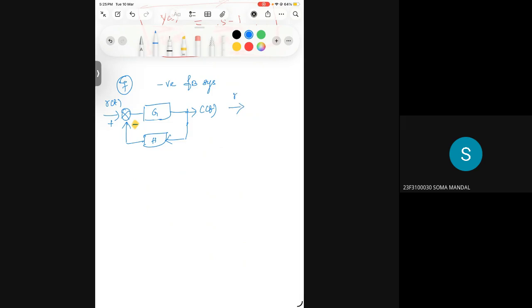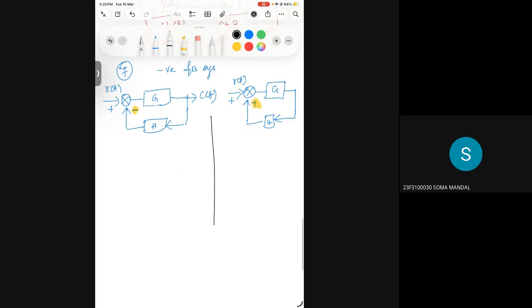Another combination could be R of t, G, H, plus plus. So this is the positive feedback system, that is a negative feedback system. What is the difference between these two? Your transfer function here, in the Laplace domain, C of s divided by R of s is equal to G of s divided by 1 plus G of s into H of s. Here plus will come. Then C of s by R of s equals G of s divided by 1 minus G of s into H of s. You can see this derivation in the presentation.